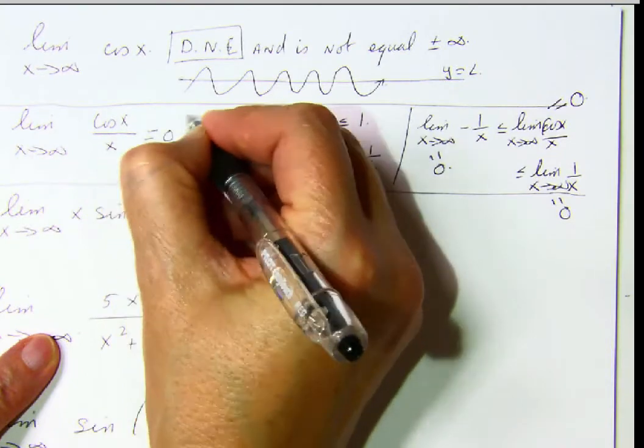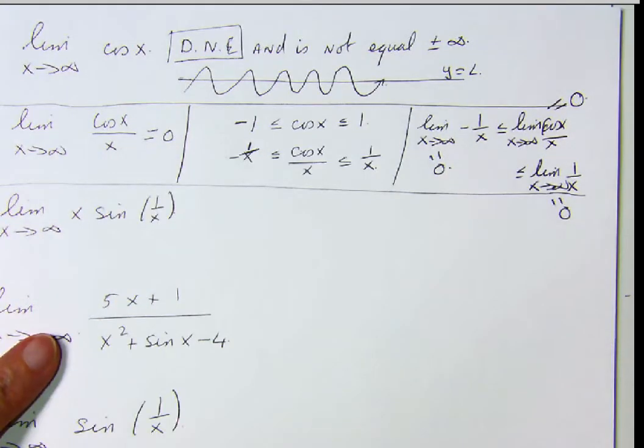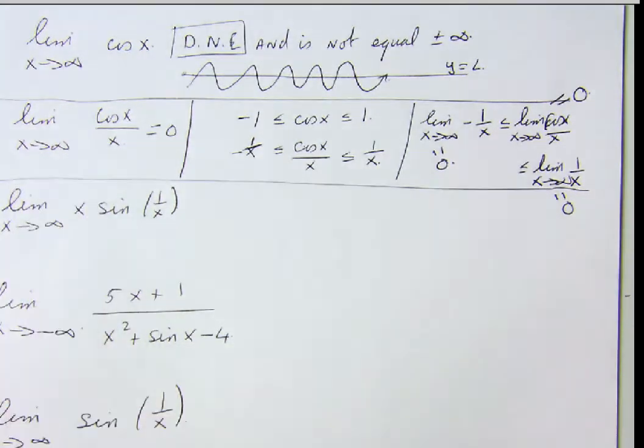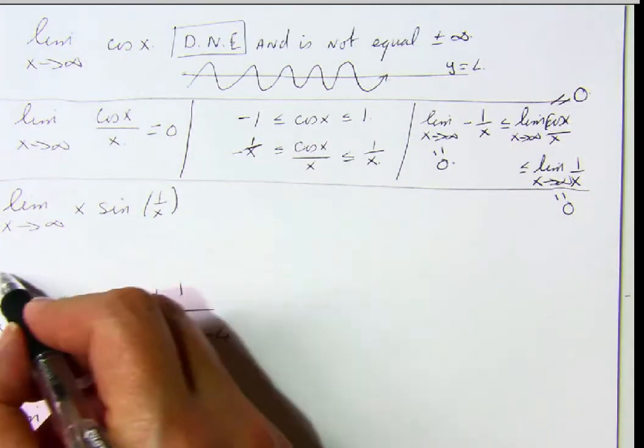So we have this limit is 0, and similarly we could show that the limit as x goes to infinity of sine of x over x is 0. And notice you shouldn't confuse that with the limit as x goes to 0 of sine of x over x, which is 1.